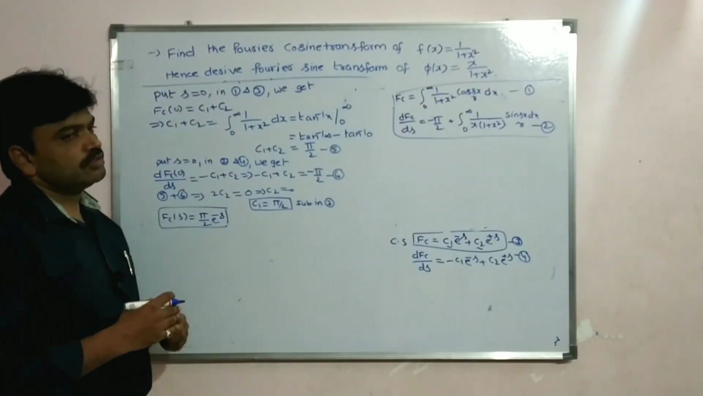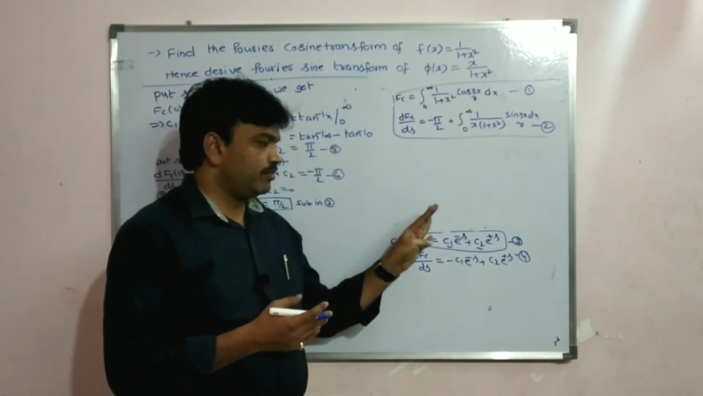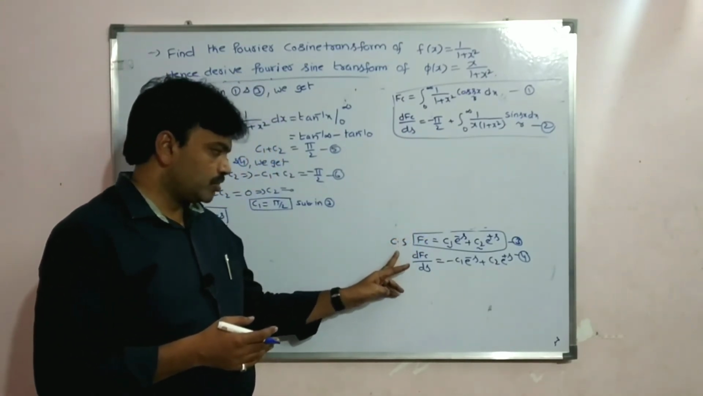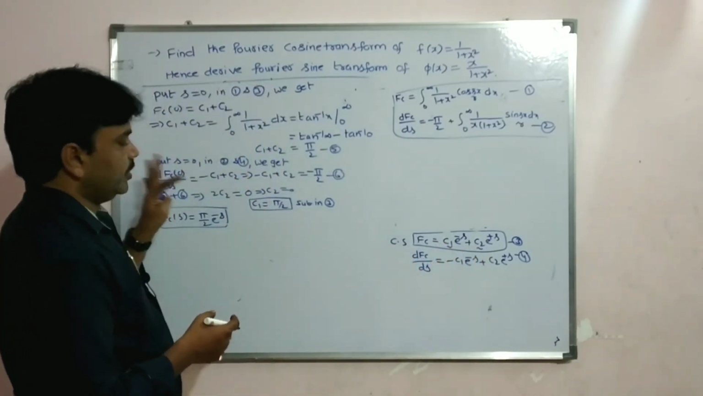For this problem, we differentiate twice. Thereby we get a differential equation, we find the complete solution, and thereby you find the c1, c2 values, like in this way.